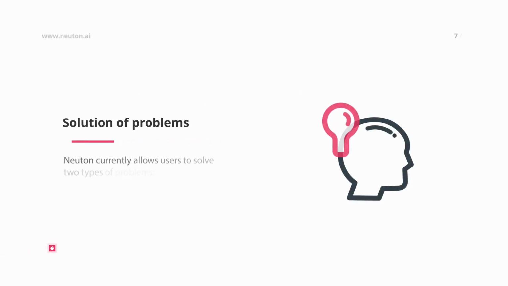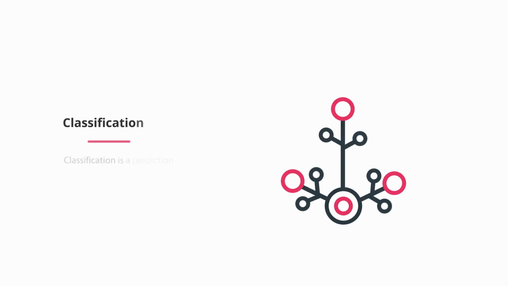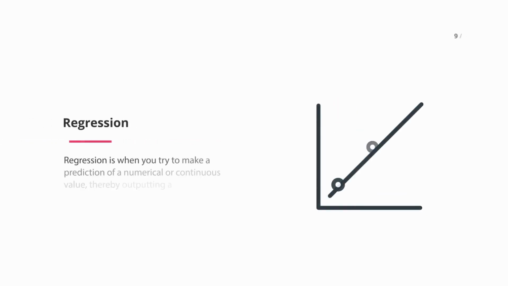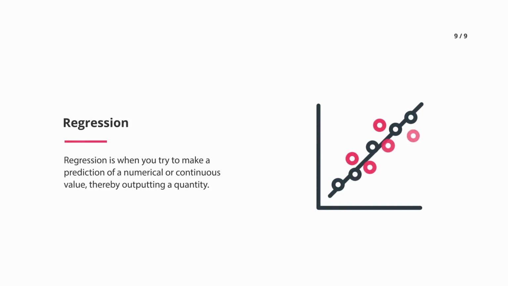Neuton currently allows users to solve 2 types of problems: classification and regression. Classification is the prediction of a class among a given set of classes. There can be 2 or many classes. For example, for the Titanic dataset, one might predict which passengers survived the disaster and which didn't. Regression is when one tries to make a prediction of a numerical or continuous value, thereby outputting a quantity. For example, for the Boston housing dataset, one might predict the pricing of houses given features like location, size, number of bedrooms, etc.